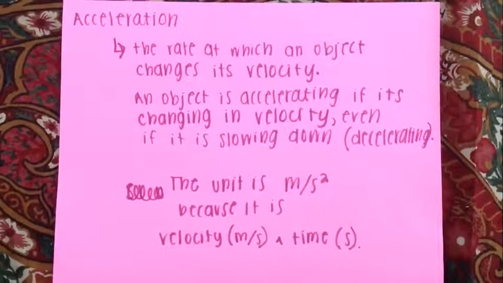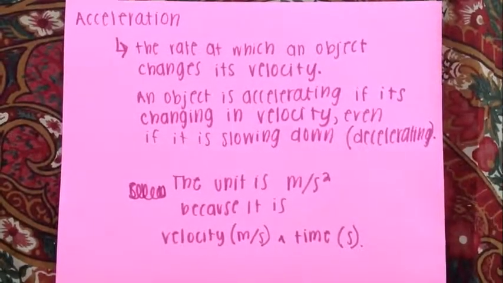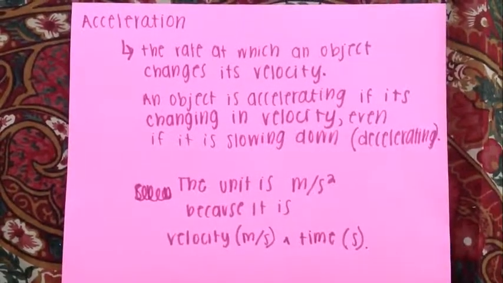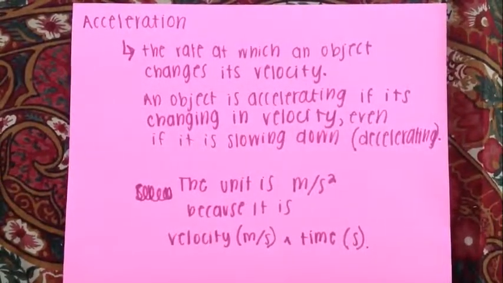Acceleration is the rate at which an object changes its velocity. An object is accelerating if it's changing in velocity, even if it is slowing down, which is deceleration. The unit is meters per second squared because it is velocity divided by time.